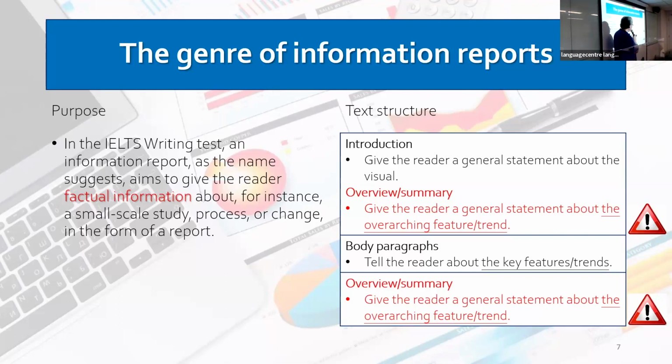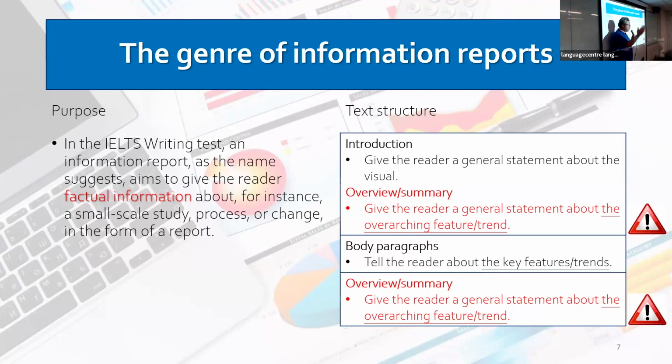What's the difference between an overview and body paragraphs? In an overview, you only report one thing, one overarching feature or trend. Don't go into details. You go into details in the body paragraphs. So that's why I've highlighted here. In the body paragraphs, you point out or describe the key features and trends. But in this overview or summary, you tell me what is the overarching trend or feature.